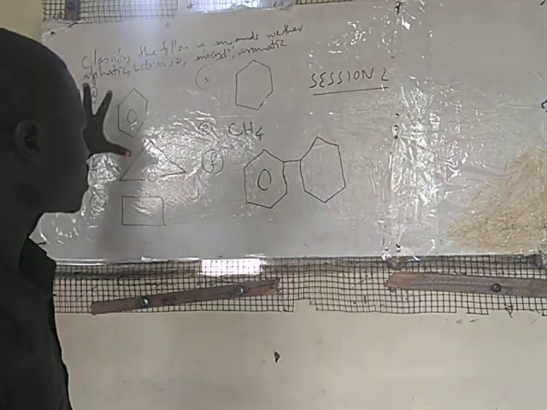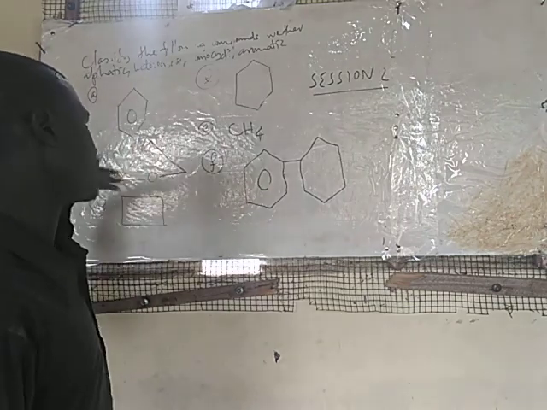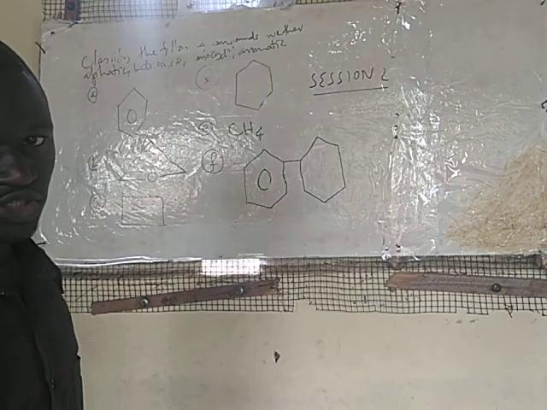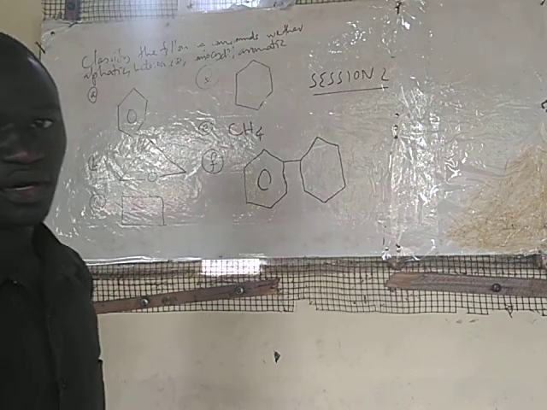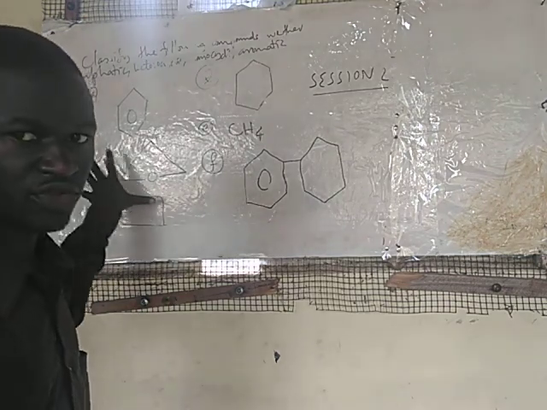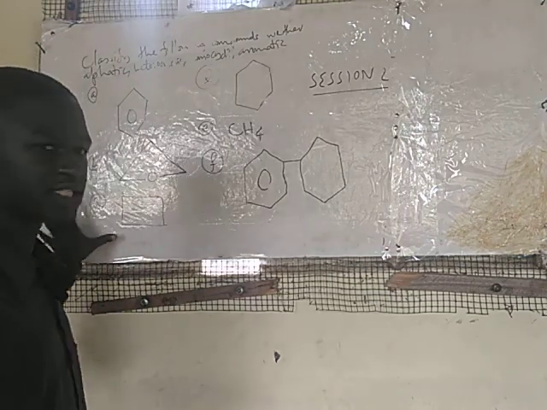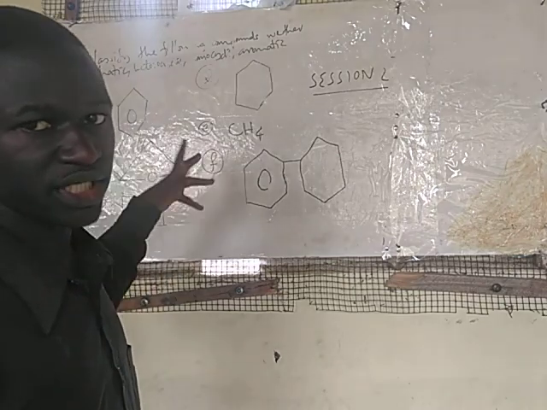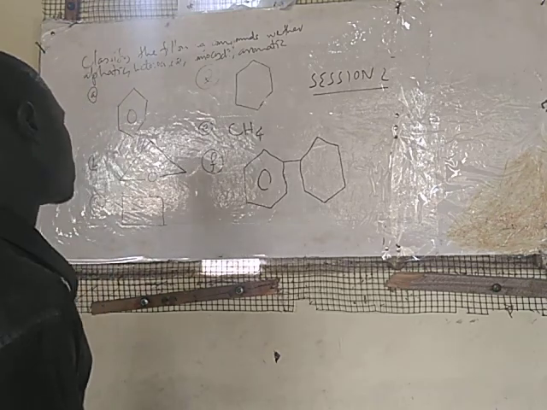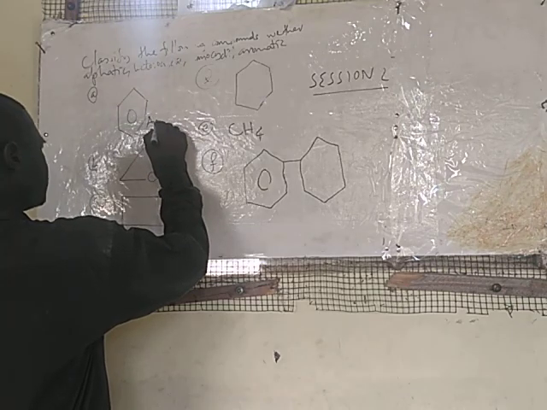I said you need to classify these compounds into whether they are aliphatic, heterocyclic, homocyclic, or aromatic. I know for some of you who understood the session, this quiz was very easy to tackle, but I know for some of you, it was tough. So I can just pass through this quickly, and then we'll continue with our session. Starting with our first compound A, this is aromatic.